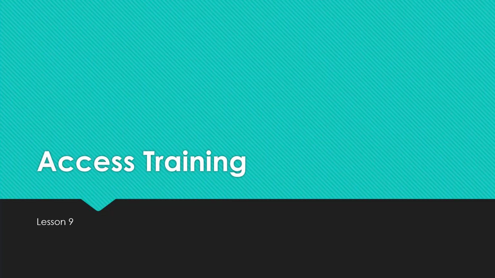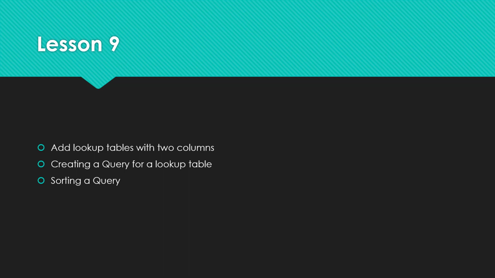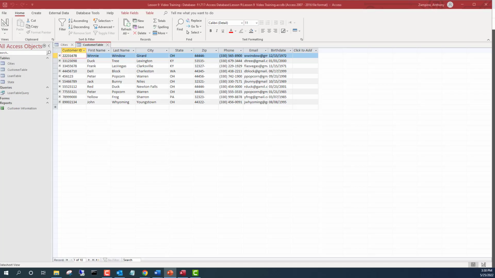Okay, welcome to Access Training Lesson 9, and in today's lesson we're going to look at adding a lookup table that's going to have multiple columns. We're going to create a query for a lookup table instead of using just a table, and then we're going to sort that query. Alright, so let's go ahead and get started.